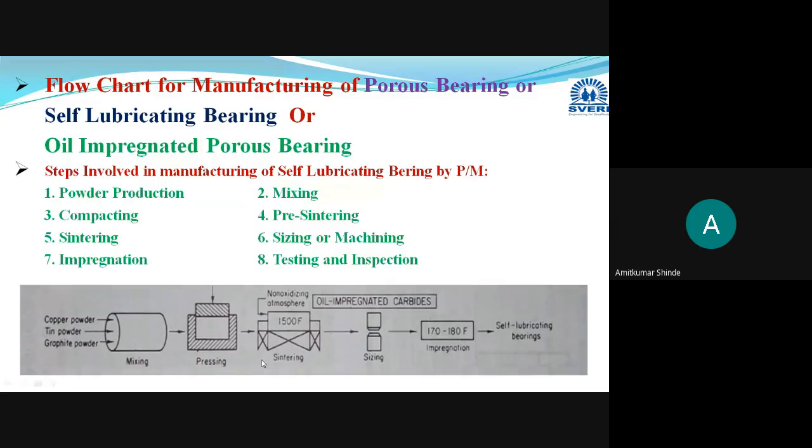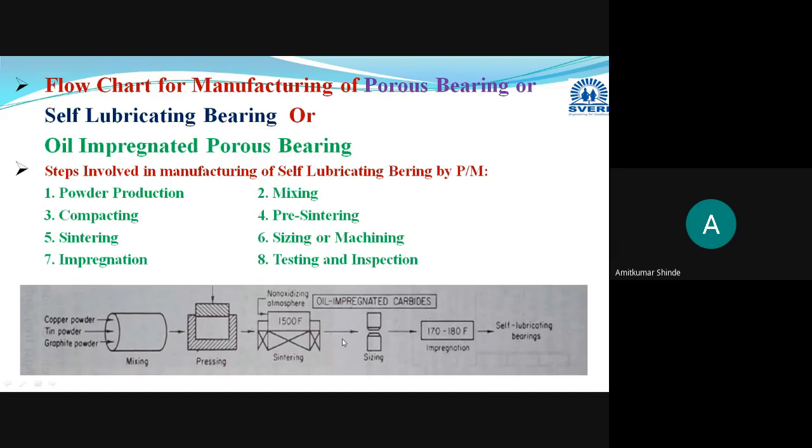If pre-sintering is there, then below that you have to indicate pre-sintering, and in this box you have to indicate the temperature used. Or it may be preliminary sintering, final sintering or secondary sintering; different names will be there. Just write the name, the symbol will be the same, and mention the temperature here. Only the temperature values and the name will change according to your component. So this is the symbol for the sintering process.